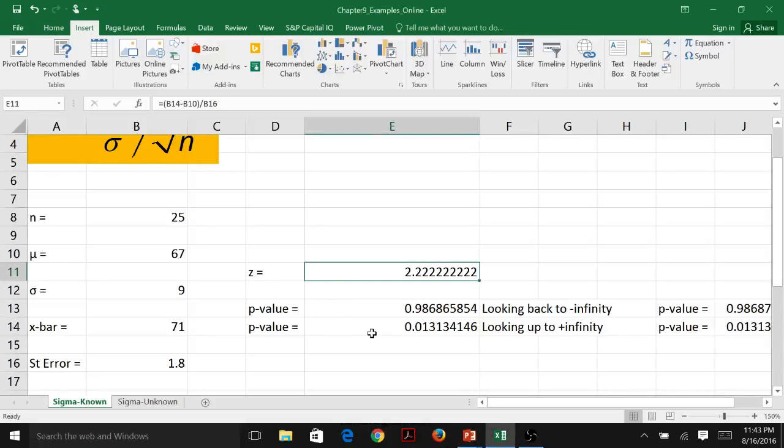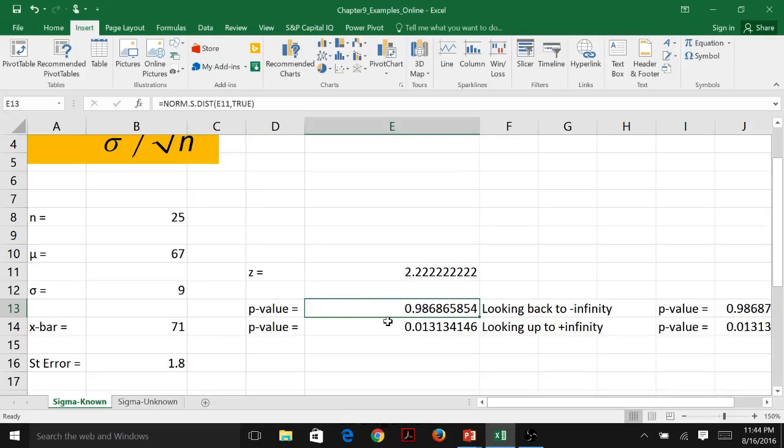So what I'll do is, since it's an upper tail, right tail test, I want to look up towards positive infinity. So I'm going to be looking to the right. So what I'll do is start by looking at how in the world does the p-value get created in Excel? Well, the p-value is a look back for the z distribution when sigma is known.